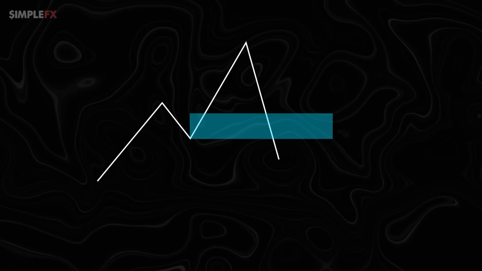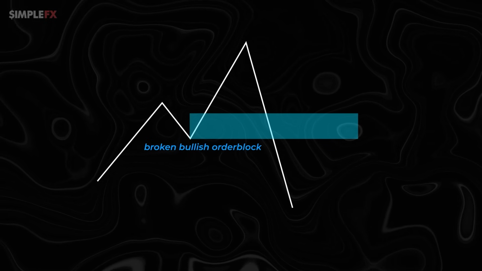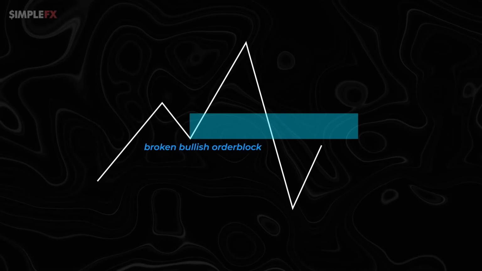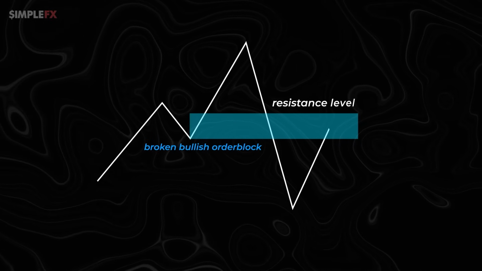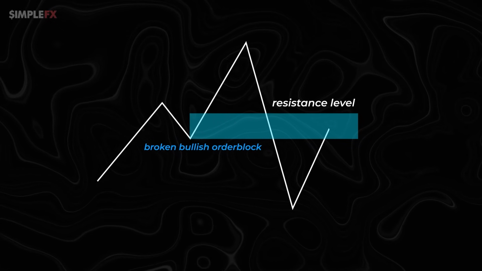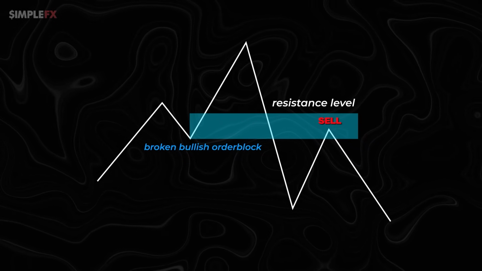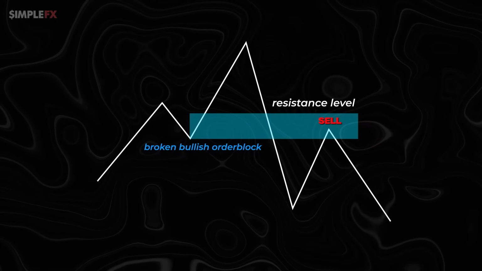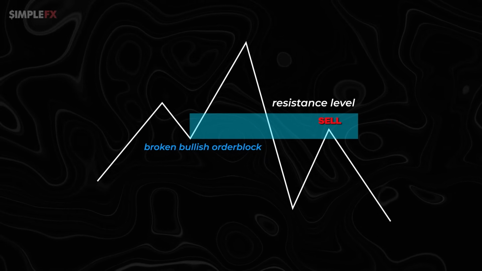A breaker block is a previously valid order block that has been broken. Once an order block is broken, the price may retrace back to that level, and it can act as a potential resistance level, where the price may reject this level. This gives us an opportunity to short at the breaker block. Keep in mind that breaker blocks are typically one-time use. After the price breaks and retests the level, their effectiveness is usually done.